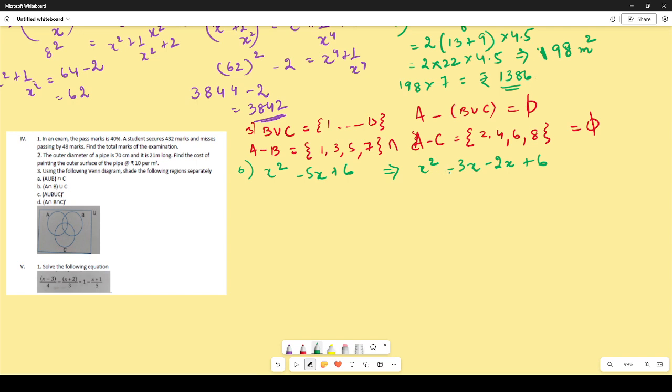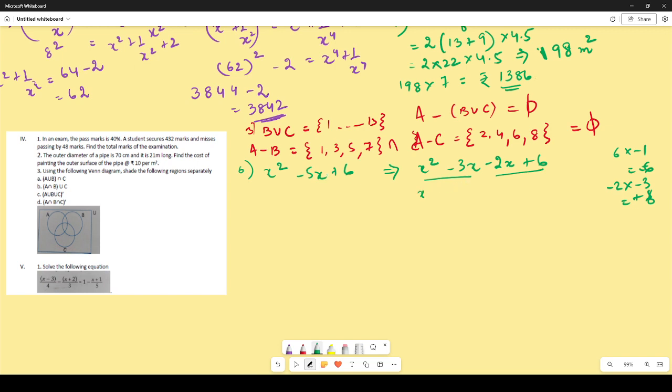Many of you have written 6x minus x. No, that will not be the case. Reason, 6 into minus 1 is minus 6. We do not have minus 6 over here. But minus 2 into minus 3 is plus 6. And we have plus 6 over here. So that is why we are going to use these factors and not 6 and minus 1.